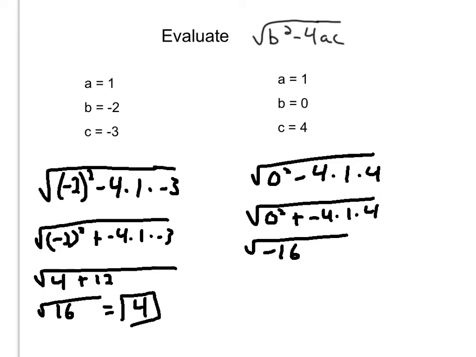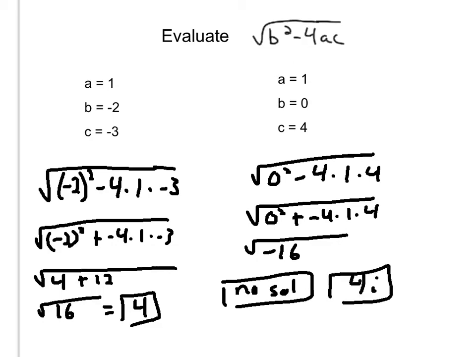Oh, we've seen something like this before. We can write this two ways. We can put no solution, or we can take the square root of 16, which is 4, and put i after it, 4i.